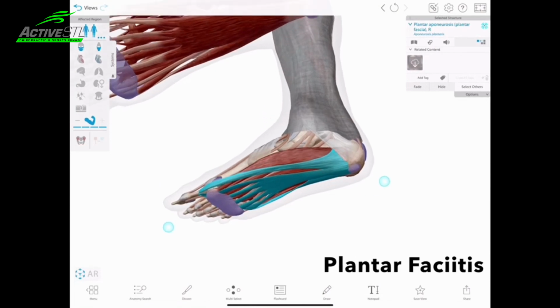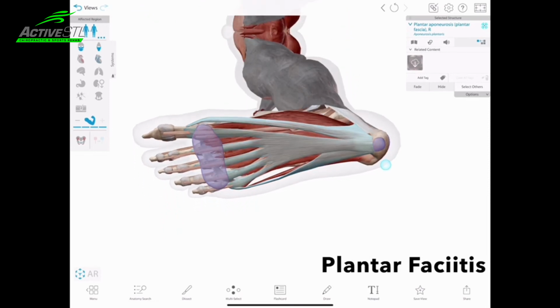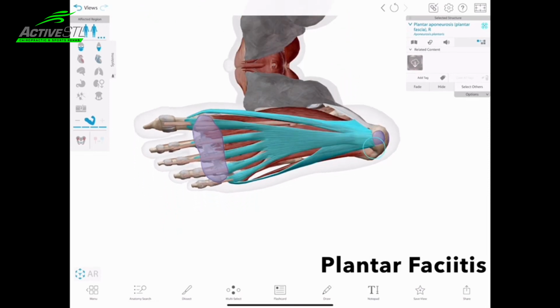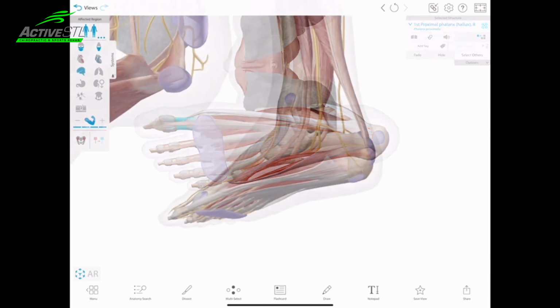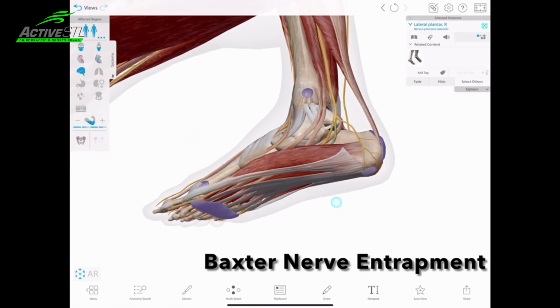It involves inflammation of the thick band that runs across the bottom of the foot that connects the heel bone that we know as our calcaneus to the toes, which forms the arch. This usually presents as a stabbing pain, usually in the morning. However, there can be other injuries at this location that present as heel pain.